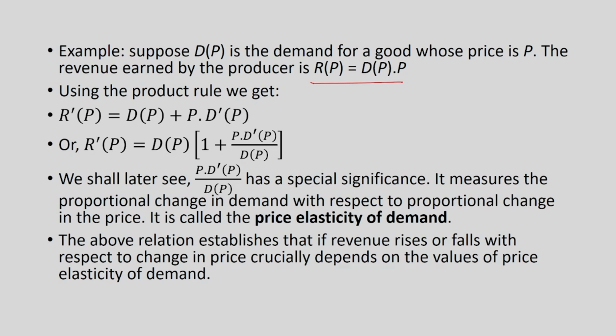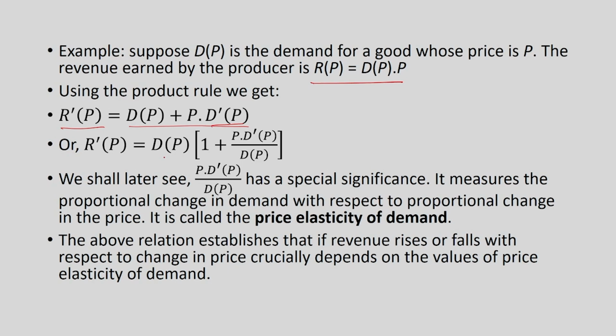So, R of P is equal to D of P, which is a function, multiplied by the price, which is P. Now, we can use the product rule here. So, R prime of P will be given by this. So, what is the thing that is going on in the background? I have jumped one step. This is basically D of P multiplied by the derivative of P with respect to P. The derivative of P with respect to P is 1. So, nothing is coming here, plus P multiplied by the derivative of the demand function with respect to price, which is D prime P, right, P multiplied by D prime P.